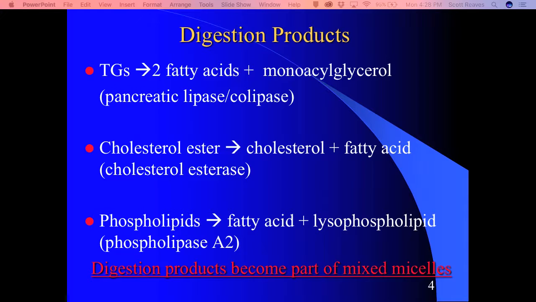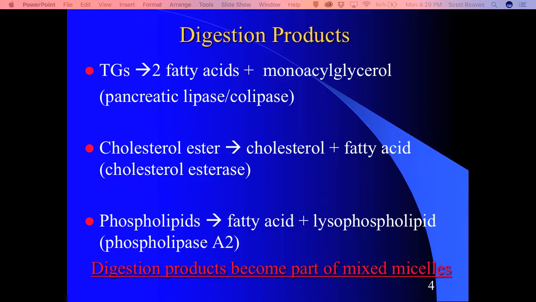A more specific name would be, so if this phospholipid was phosphatidylcholine, then it would be called what? Lysophosphatidylcholine, because that fatty acid has been removed. And I'll show you a picture of that in a second. Okay? Now these are the hydrolysis products. So this is what ends up: fatty acids, monoacylglycerol, cholesterol, fatty acid, and then lysophospholipids. Those are incorporated into mixed micelles.